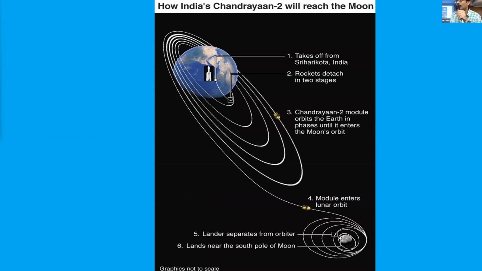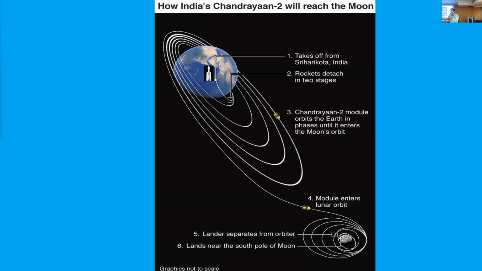With respect to Chandrayaan-1, after the 100 kilometer orbit, it went to a 200 kilometer orbit. There was a technical error, and contact with Chandrayaan-1 was lost. The purpose of Chandrayaan-2 is to have a lander and rover.